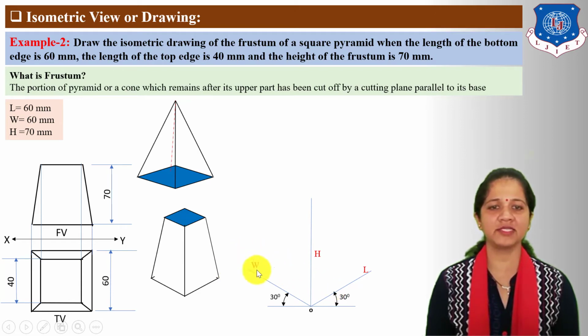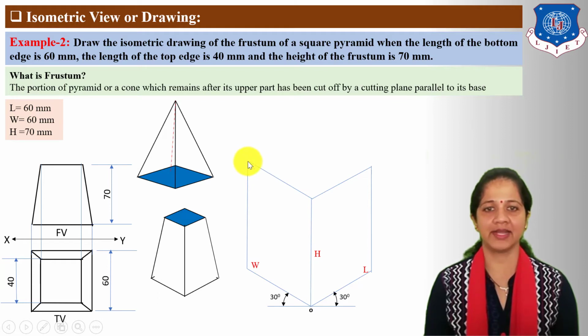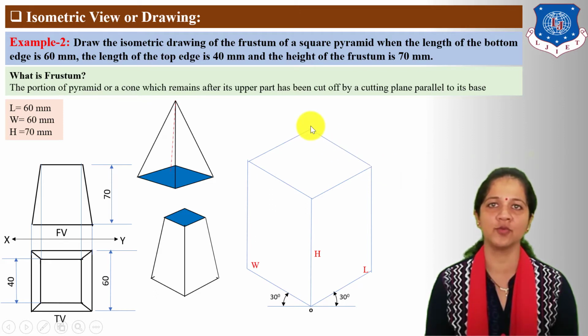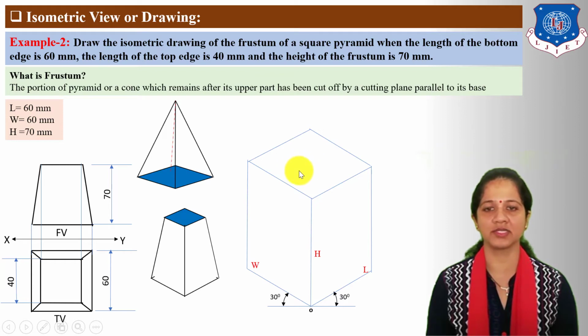From the end point of this width and length point, draw a line parallel to the height line. Next, connect these two end points of height parallel to length, and similarly connect these two end points of height parallel to the width line. Next, from this point, draw parallel to the length line, and from this point, draw parallel to the width line, and complete the 3D box. Next, locate the top view in the 3D box.